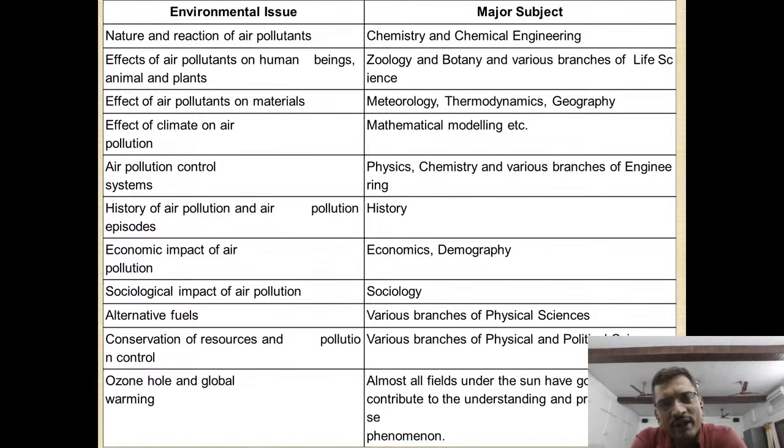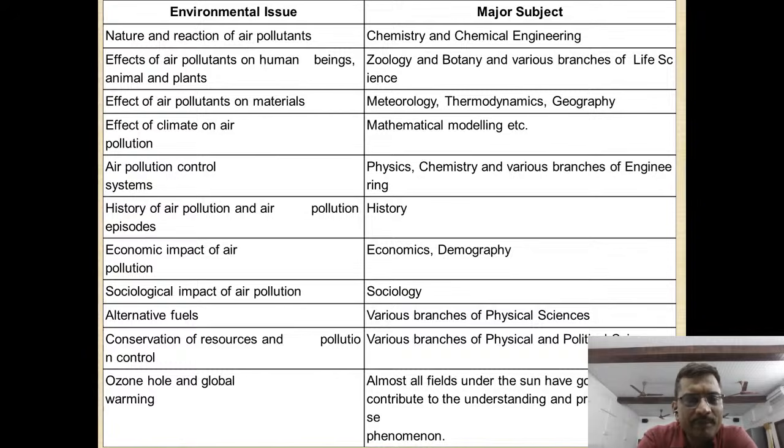Effect of climate on air pollution is calculated and modeled by mathematical modeling. So here mathematics comes into the picture. Air pollution control systems, wherein physics, chemistry and various branches of engineering help us to identify the solutions. History of air pollution and air pollution episodes. Here history comes into the picture.